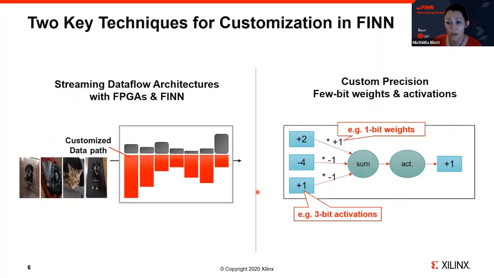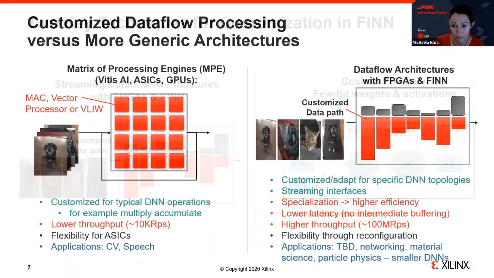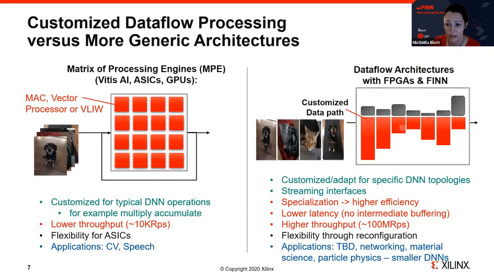Finn leverages 2 key concepts for accelerating neural networks with FPGAs. The first one is streaming dataflow or spatial architectures, and the second one, shown on the right-hand side, is custom precision, where we represent weights and activations in neural networks with just a few bits. We will explain these 2 concepts in greater detail in the coming slides. Let's begin with the dataflow architectures. The best way to understand is perhaps to contrast it to other approaches.